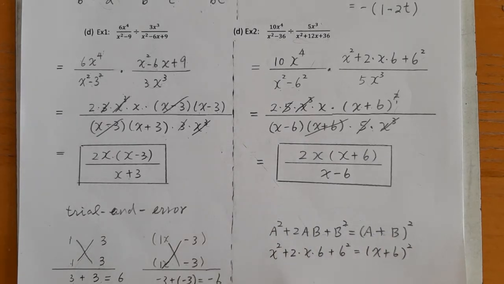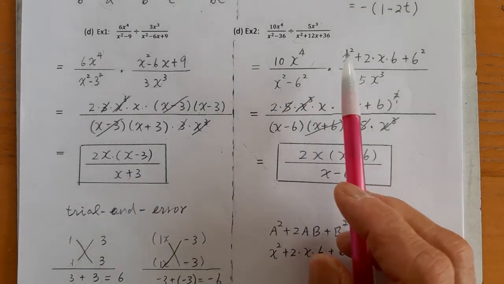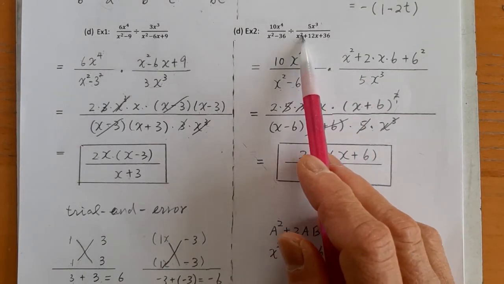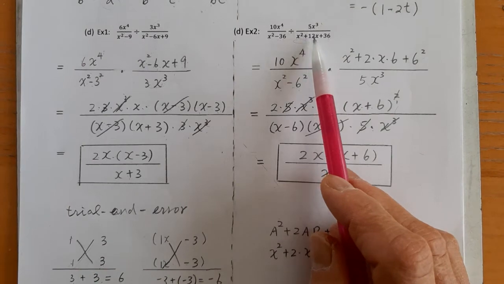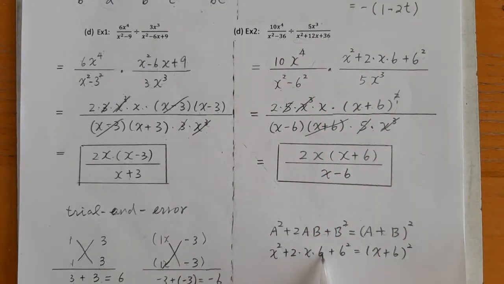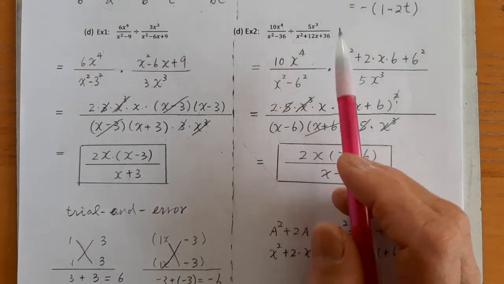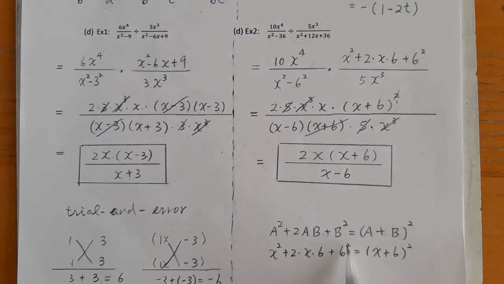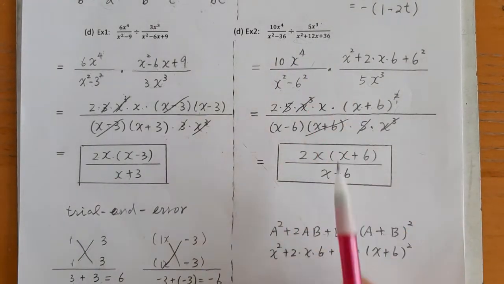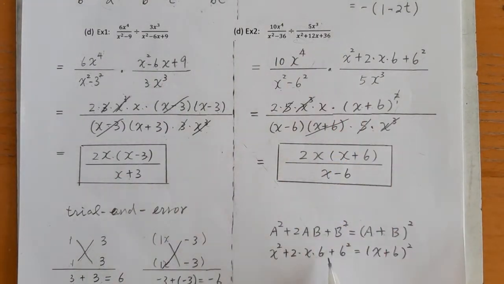Let's do factoring. So here I put x squared plus 2, and a is x, and b should be 6 because here's 12. 12 divided by 2, b is 6. So you multiply together, 2 times x times 6 is equal to 12x. And plus b squared, b is 6, 6 squared. So that is x squared plus 12x plus 36.